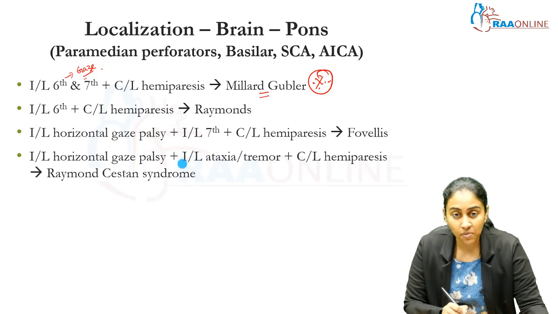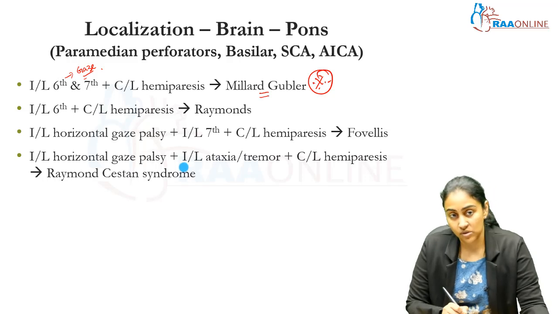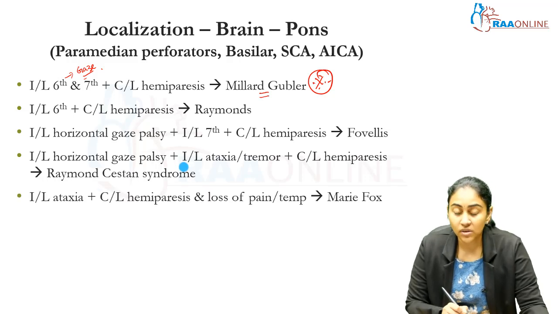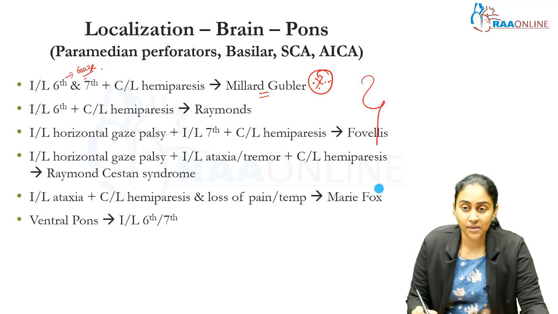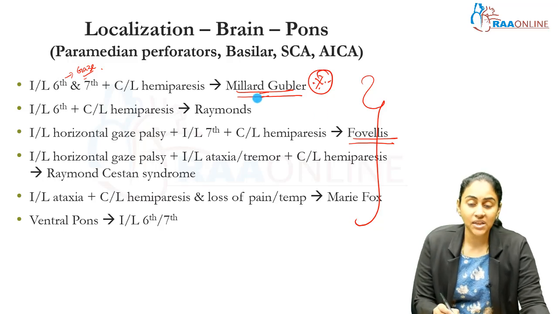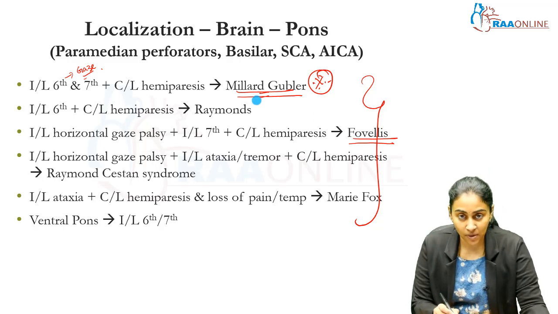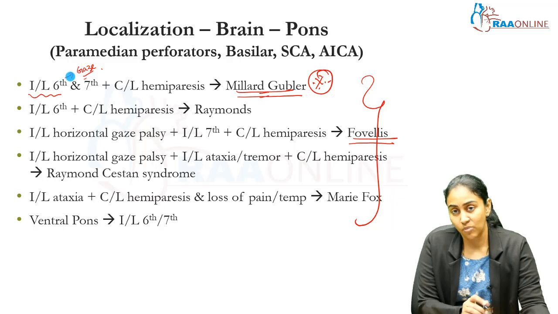Ipsilateral horizontal gaze palsy with ipsilateral ataxia and tremor with contralateral hemiparesis is going to be your Raymond-Cestan syndrome. Ipsilateral ataxia with contralateral hemiparesis and loss of pain and temperature is going to be your Marie-Foix syndrome. Now, of these, as I mentioned, two syndromes which you need to remember. One is the Millard-Gubler, other is the Foville's. In Millard-Gubler you have ipsilateral 6 and 7 with contralateral hemiparesis. Foville's is very similar, only difference is instead of your ipsilateral 6 you are going to have ipsilateral horizontal gaze palsy. That is the difference.